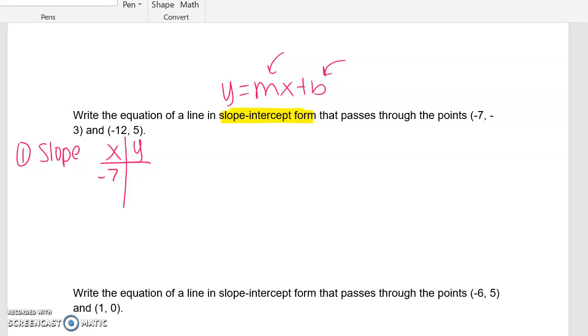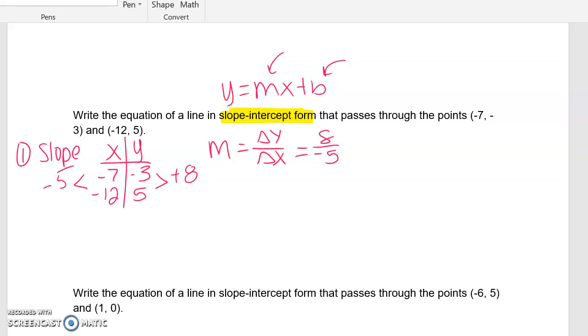My first point is -7, -3. My second point is -12, 5. So my change in y is +8. My change in x is -5. So my m is going to be my change in y over my change in x, which in this case is 8 over -5. So I have my first part.